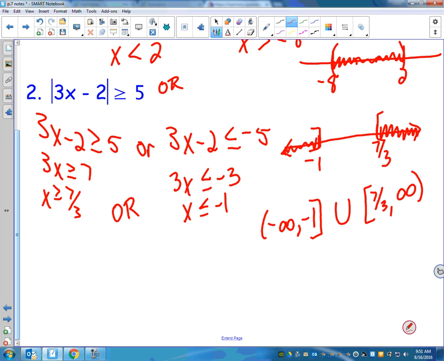And again, this really just means or. The math word is union. On your homework, there's a union symbol, and they want you to use the union. I want you to use the union. Okay?